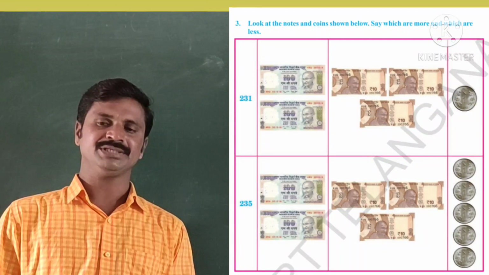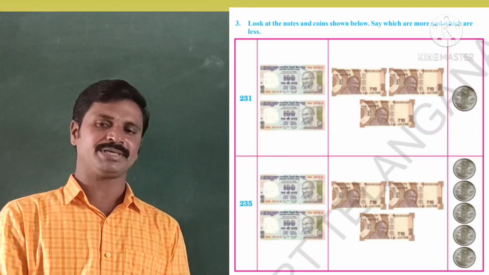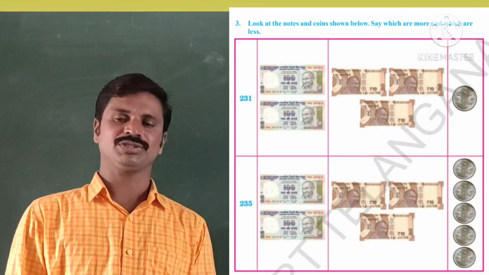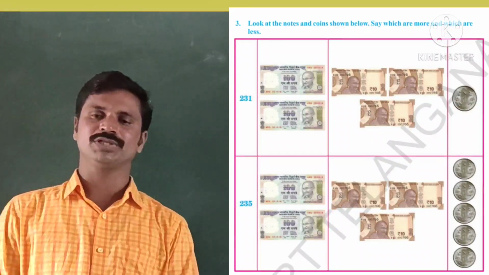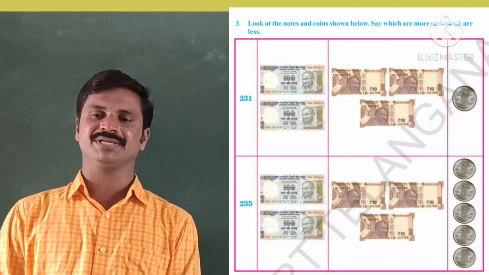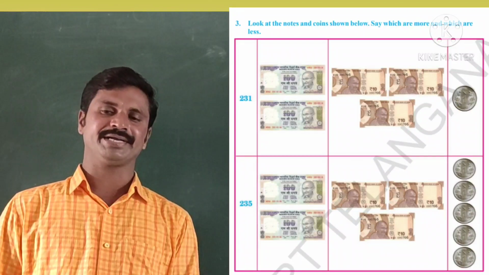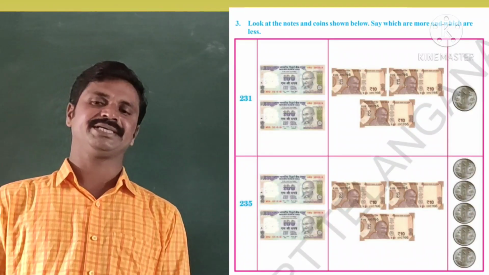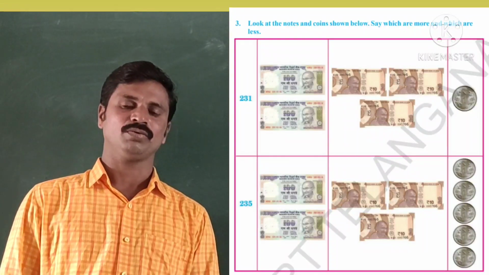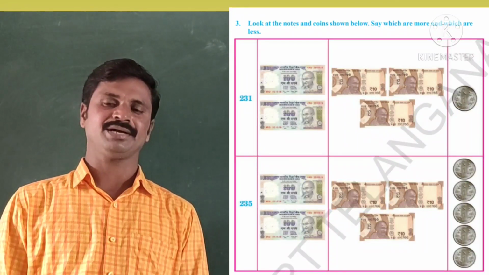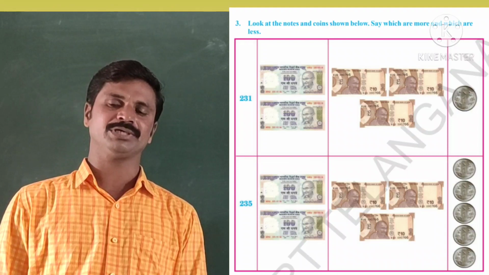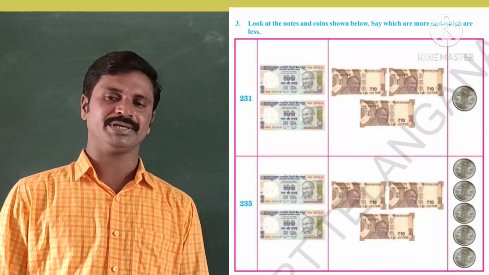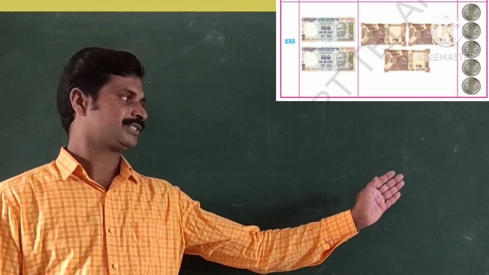Very good, children. What is the total amount given here? 231. Very good. There are 200 notes and 3 tens notes. Only 1 kind is there. Okay, total amount is 231.